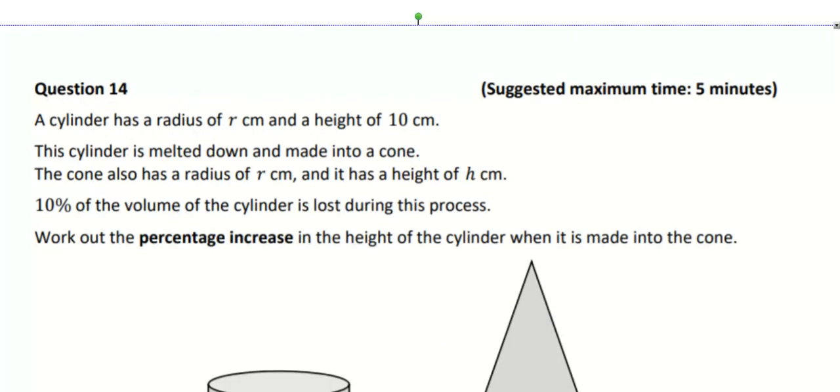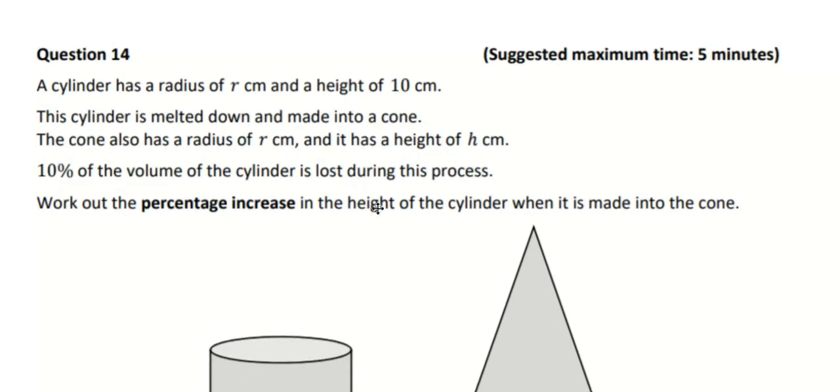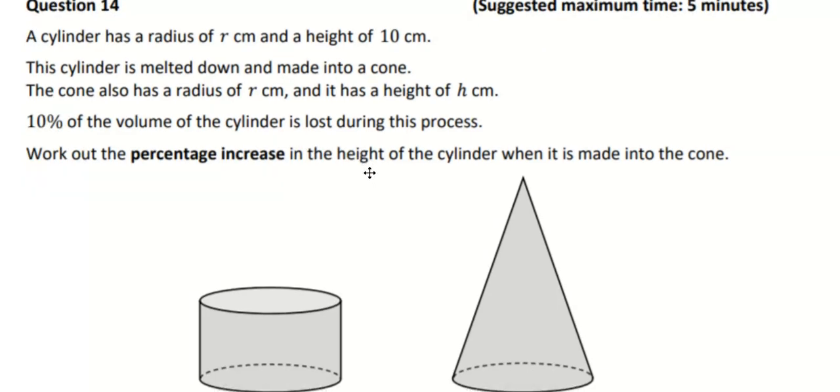Okay, question 14. A cylinder has a radius of r and a height of 10. The cylinder is melted down and made into a cone. The cone has a radius of r and also has a height h. 10% of the volume of the cylinder is lost during the process. Work out the percentage increase in the height of the cylinder when it's made into a cone.